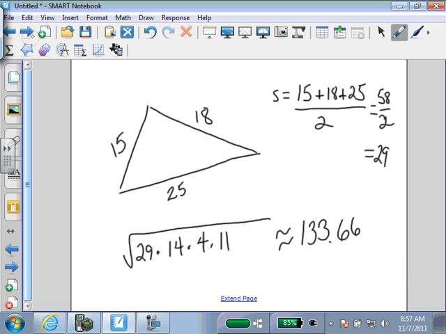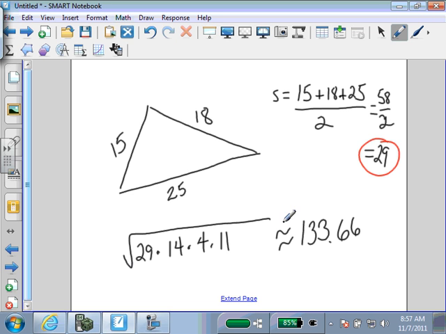Okay, so let's try this one. So I have a triangle with sides of 15, 18, and 25. The semi-perimeter, half the perimeter, I would add 15, 18, and 25. I get 58. Divide that by 2. I get 29. So the semi-perimeter is 29.